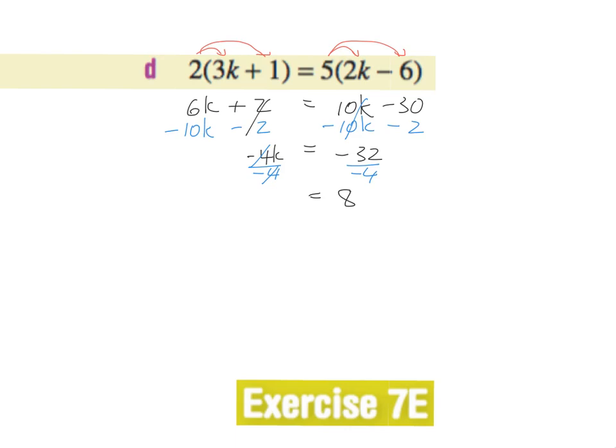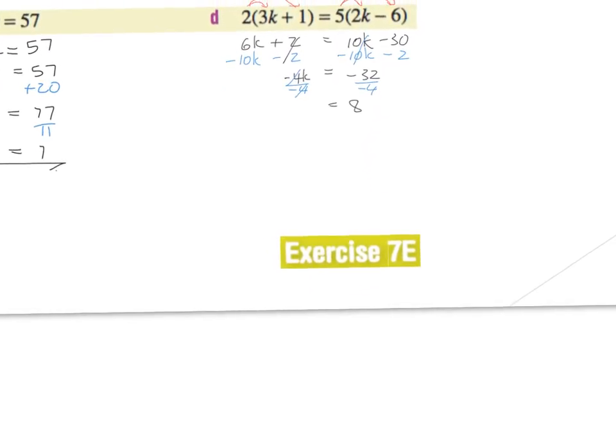If you want to, as you should, you can quickly test your answer. Substitute 8 in there. 3 times 8, 24 plus 1 is 25. Times 2 is 50. 2 times 8, 16. 16 take away 6 is 10. 10 times 5 is 50. Left hand side equals right hand side. I am now a maths genius. Right, let's go and prove that to ourselves, and we will do some of the following questions.